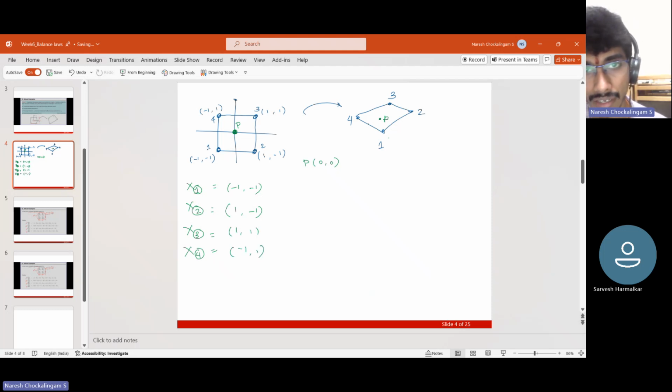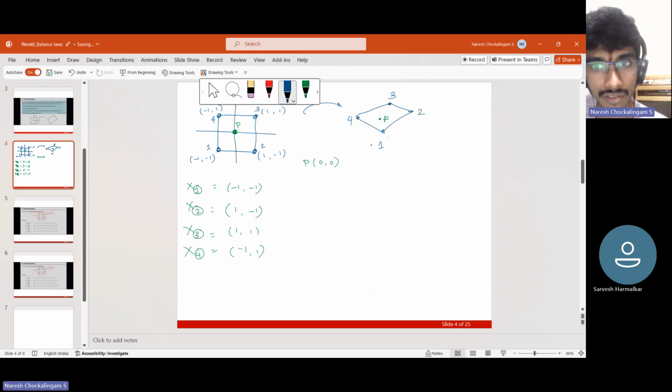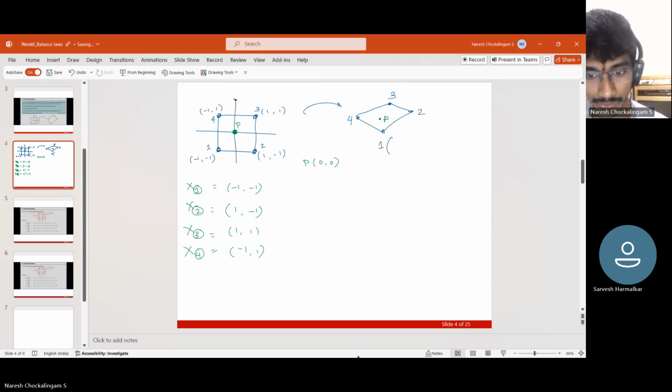And here, what are the nodes? So 1 goes to 4 comma 2. 2 goes to 8 comma 4. 3 goes to 6 comma 8. And the last point goes to 4 comma 6.